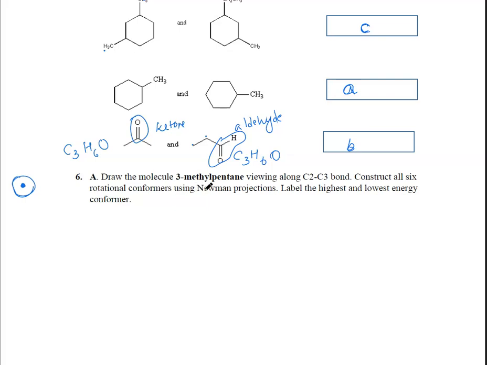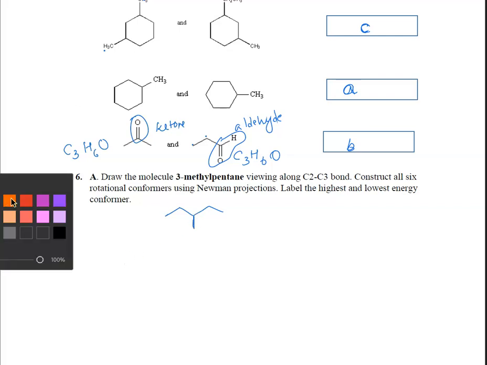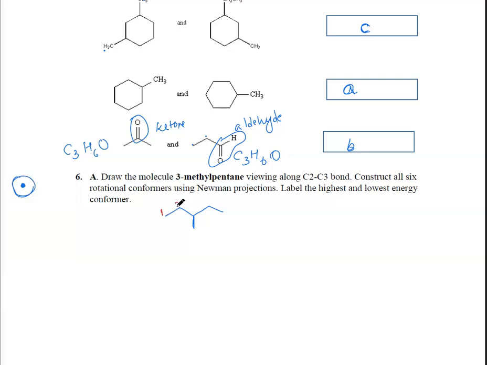So first let's draw the skeletal structure of this compound. 3-methylpentane would be drawn like this. At the third position you have a methyl group, and then they are asking us to look through C2-C3. So if this is 1, 2, 3, 4 and 5, so we have to look through C2-C3. These are the 2 carbon atoms. So our eye is here, so you have to look through here.